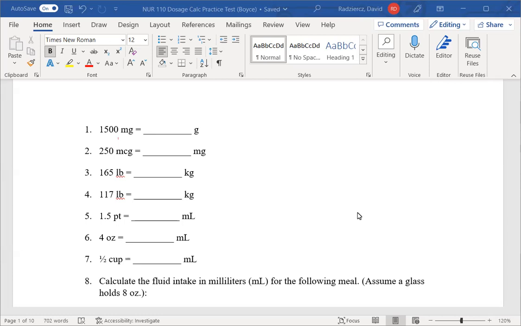You need to know how to do unit conversions, meaning metric to metric. You need to know how to go from metric to household and household to metric. And you need to know how to do some fluid intake calculations, some drug label, medication labels, and you need to know how to decipher whether or not you are administering to the patient tablets, capsules, milliliters, etc. So we're going to talk about all those in the context of going through this.